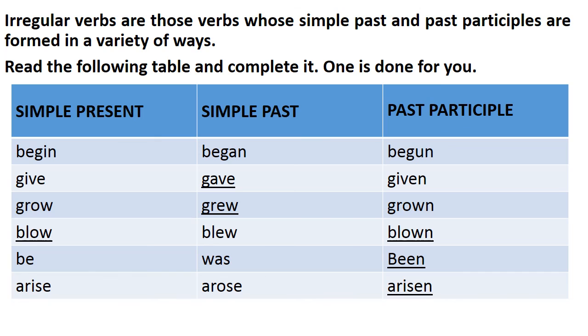Now see children, the spellings of all the verbs keep changing. So that is the reason why they are called irregular verbs, because they are formed in a variety of ways in the given table. Now children, I would like you all to complete the above solved exercises in your rough notebook as homework.